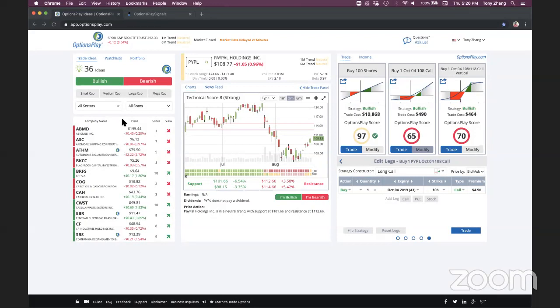Do we trade credit spreads on SPX? I personally don't. I know a lot of people do. I have nothing against SPX. It's just not personally something that I trade.